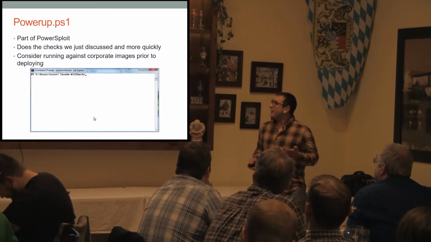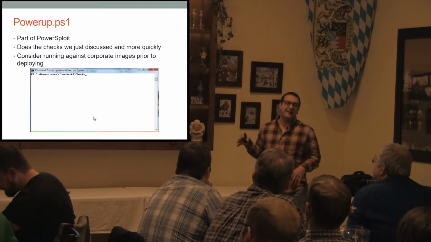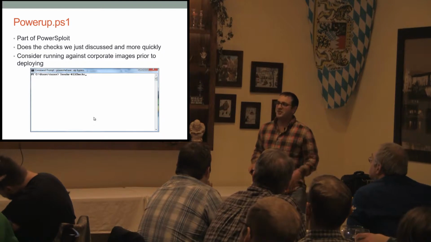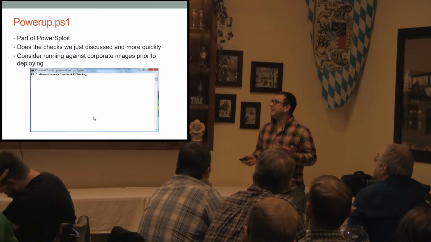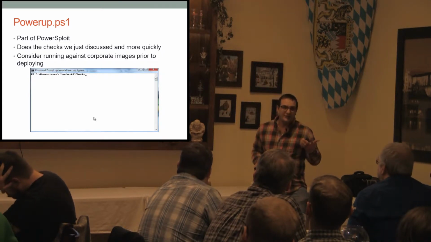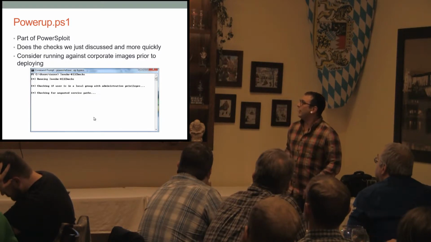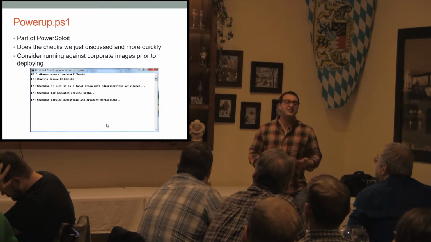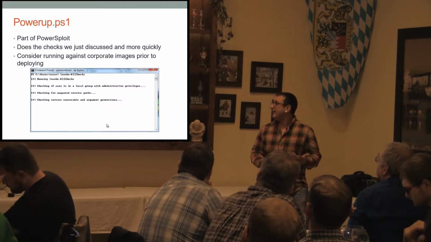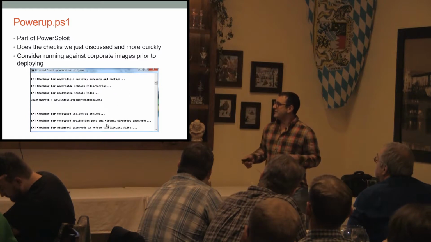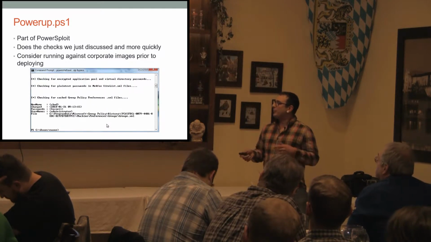PowerSploit does a lot of the checks we just talked about, right? Even the stuff that I kind of glazed over, it does a bunch of those, and it does more, and it does them really quickly, right? You don't really have to know what you're doing, it can just do it. So something you might want to consider is running it against your images before you roll them out to an environment, to see if you're sending out an image to all of these workstations that happens to have a problem, right?